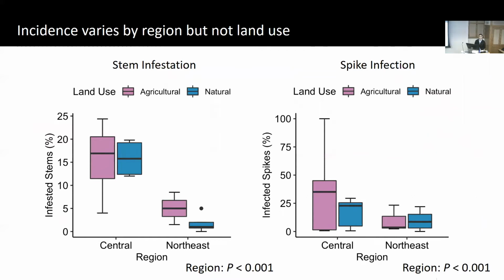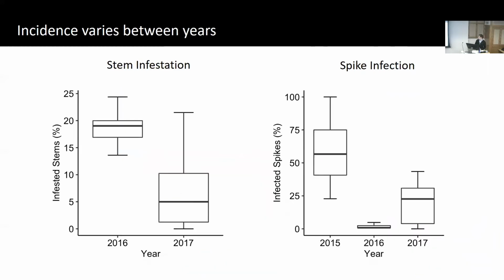Plots here have region on the x-axis, percent pathogen incidence on the y-axis, with stems in the plot on the left and spikes in the plot on the right. Land use is color-coded. In both cases, there was less Fusarium in the northeastern part of the state. That difference was very clear looking at the infestation rates of overwintered stems, but the variation in spike incidence was much larger. And while on average there are fewer infections in the northeast, the difference is less obvious. And that's because a lot of the variation is tied up in the weather that we experienced during each of our sampling years. So here's the same data, split by year instead of region and land use.